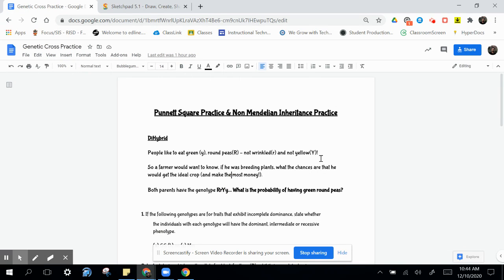Y is going to represent the allele for color. Dominant is yellow and green is recessive. R is the allele for shape. Dominant is round, recessive is wrinkled. And both of our parents look like that.